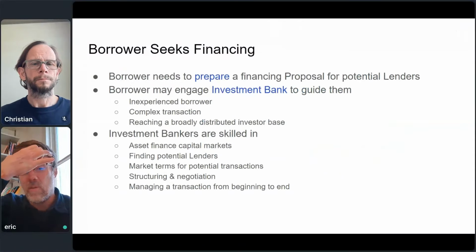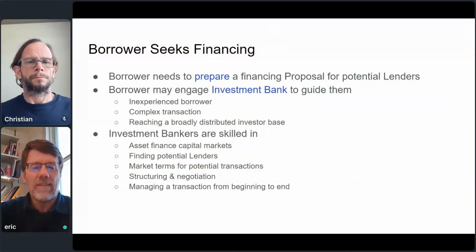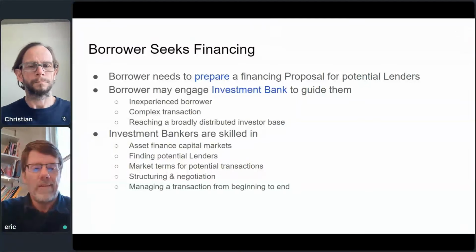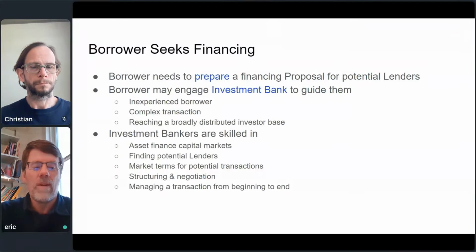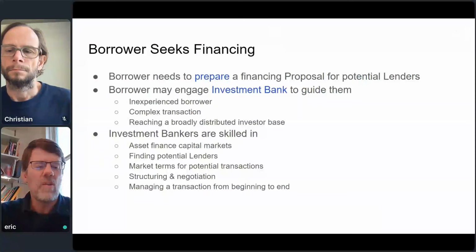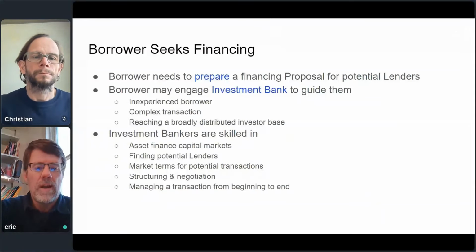So how does it start? Well, the borrower, for some reason, needs financing. And how do they do this? They're going to prepare a financing proposal for potential lenders, essentially like a memorandum saying, here's who we are, here's why we want financing, here's what it's going to be used for. And then typically they'll make a term sheet proposal, maybe a 5 to 10 page document outlining key terms. A number of the key terms they might leave blank, but they're just trying to show the lender roughly what they're looking for.